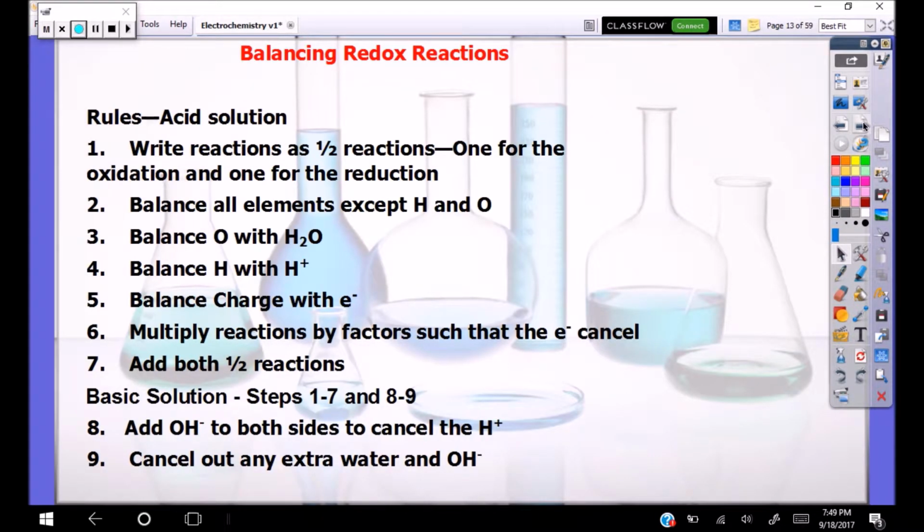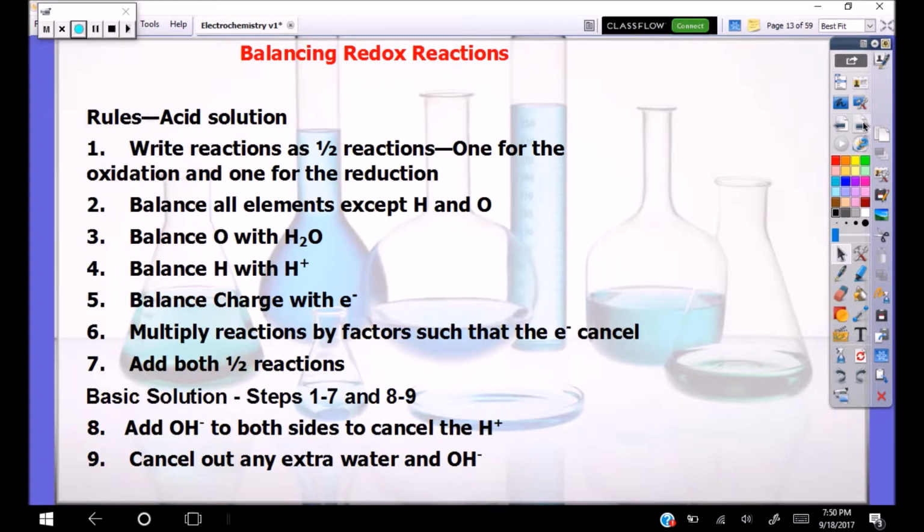We also have our rules for balancing in both acidic and basic solution. I want to make sure you remember to write half reactions anytime we solve an electrochemistry problem, because with those half reactions, you're going to need one for oxidation and one for reduction. We're going to balance all the elements except hydrogen and oxygen first. Then we'll balance all oxygens with water, and then we'll balance all of the H's that we've added from the water molecules with H+. Since we add H+, that adds charge, so we need to balance that charge with the electrons that we are transferring.